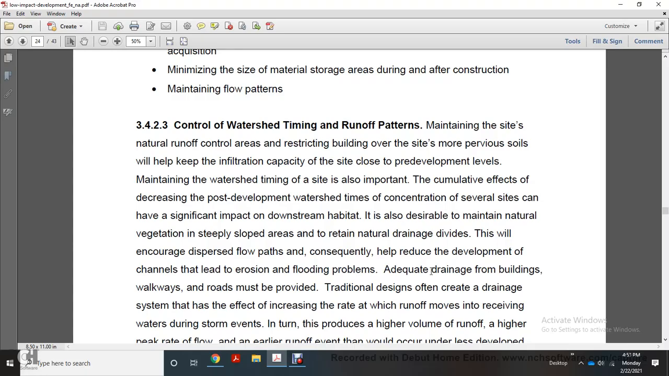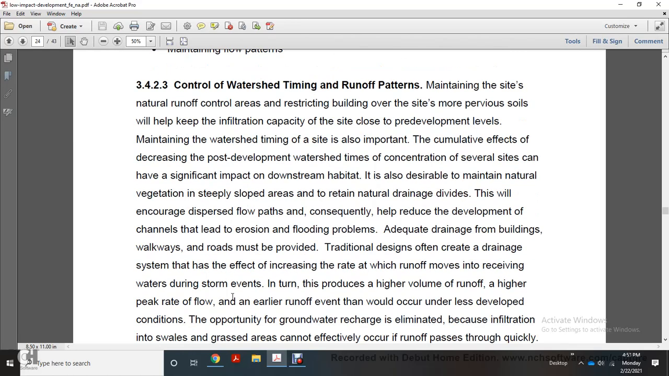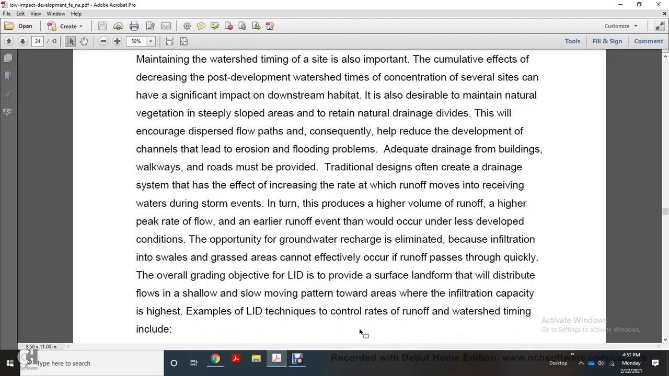and flood problems. Adequate drainage from the buildings, walkways, and roads must be provided, but a traditional design with a drainage system effectively increases the rate at which runoff is moved into the receiving waters during storm events. In turn, this produces a higher volume of runoff, a higher peak rate of flow, and earlier runoff than would occur under less developed conditions. The opportunity for groundwater to recharge is limited, because infiltration into swales with grassy areas does not effectively occur if the runoff passes through quickly.